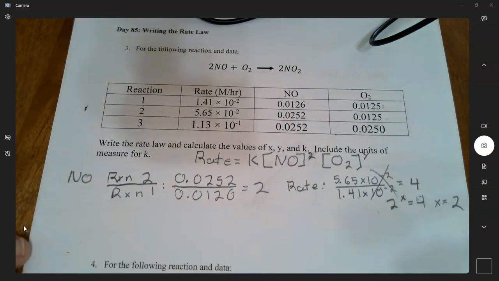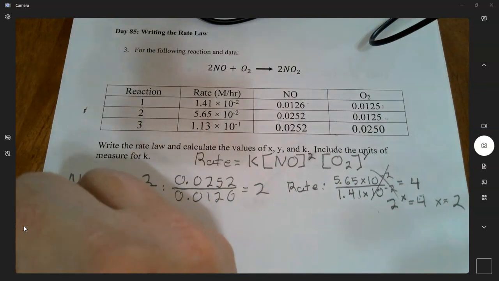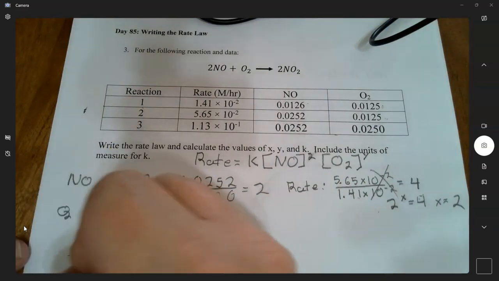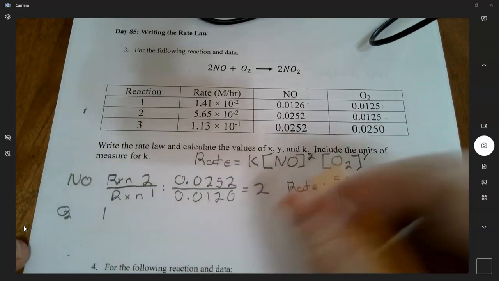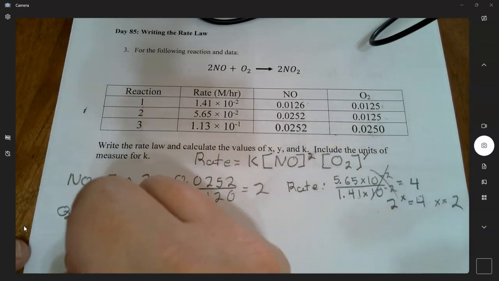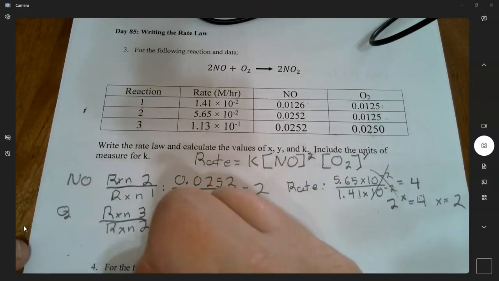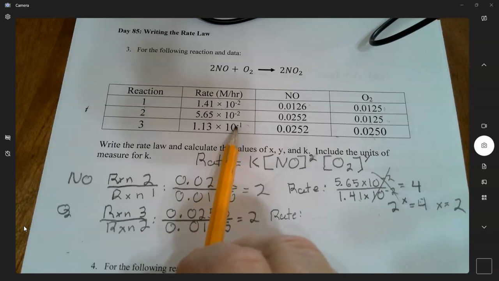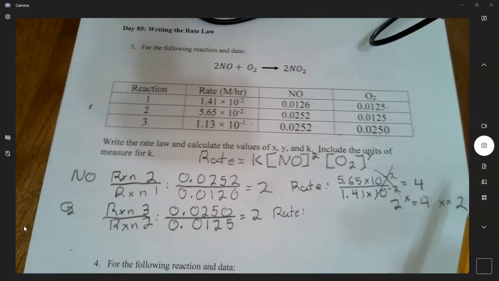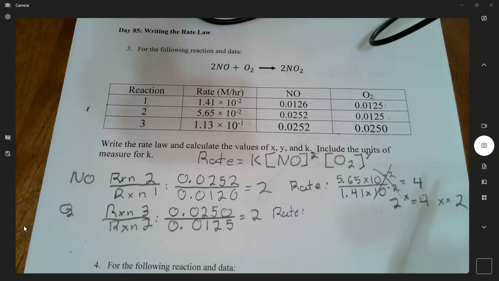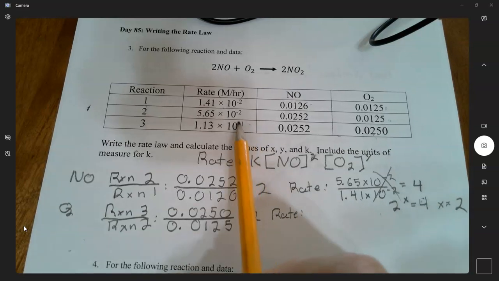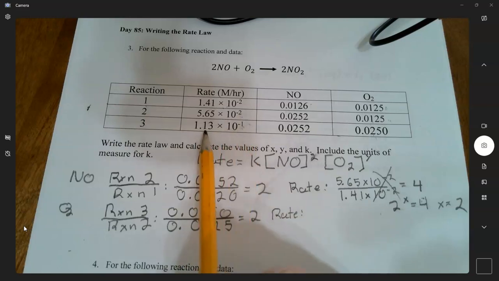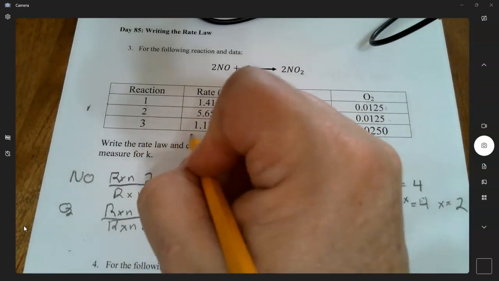Okay, now same thing for O2. It changes in reactions 2 and 3. Now you got to be careful on this one. It's not an exponent of -2, it's an exponent of -1. So you need to get the exponents the same. So you want to make this one smaller because -2 is smaller than -1. So you're going to make this smaller. That means you need to make this bigger. You need to adjust the decimal. So it's going to be this.